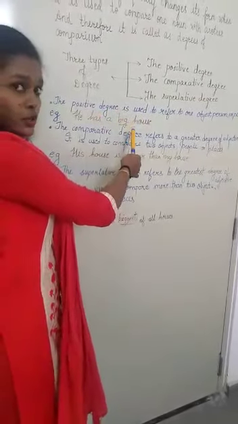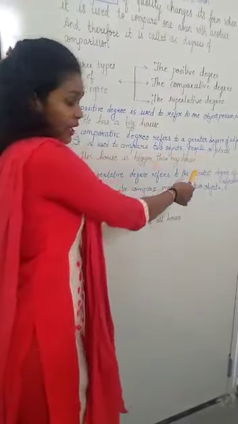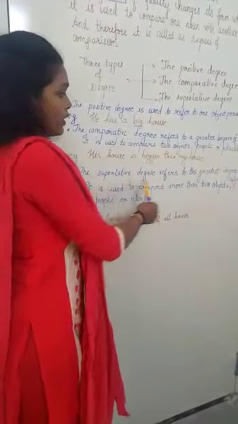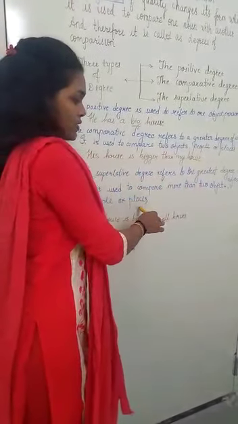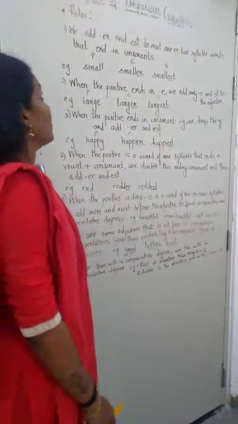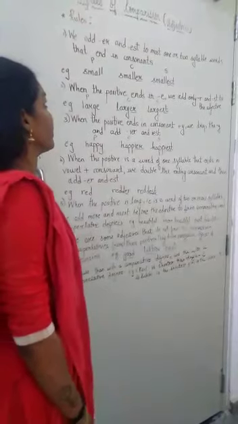So there are three types of degree: positive degree, comparative degree and superlative degree. In positive, there is no comparison. In comparative, two objects, people or places are compared. In superlative, there are more than two objects, people or places. There are certain rules to form a comparative and a superlative degree.